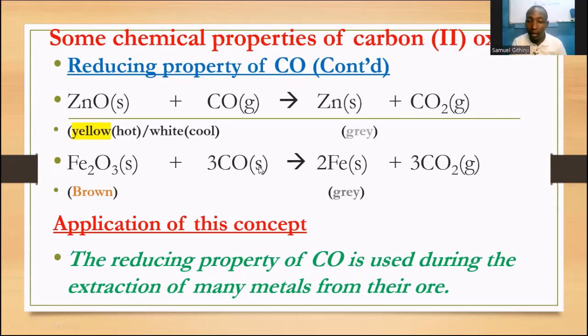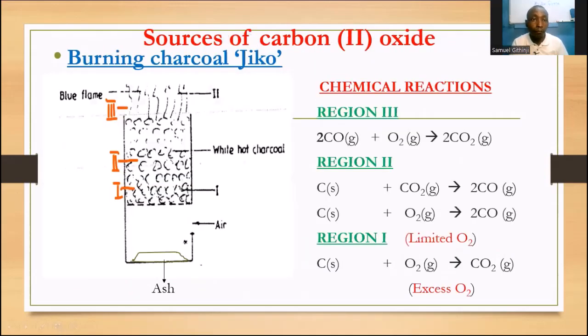Not a solid there. So I've stated the application. Kindly, my student, know that. The concept there is about sources of carbon(II) oxide. I have tried to illustrate a burning jiko here, and I have three regions: region 1, region 2, region 3. We want to explain what exactly happens if you burn charcoal in a burner like this one. This is an ordinary jiko.